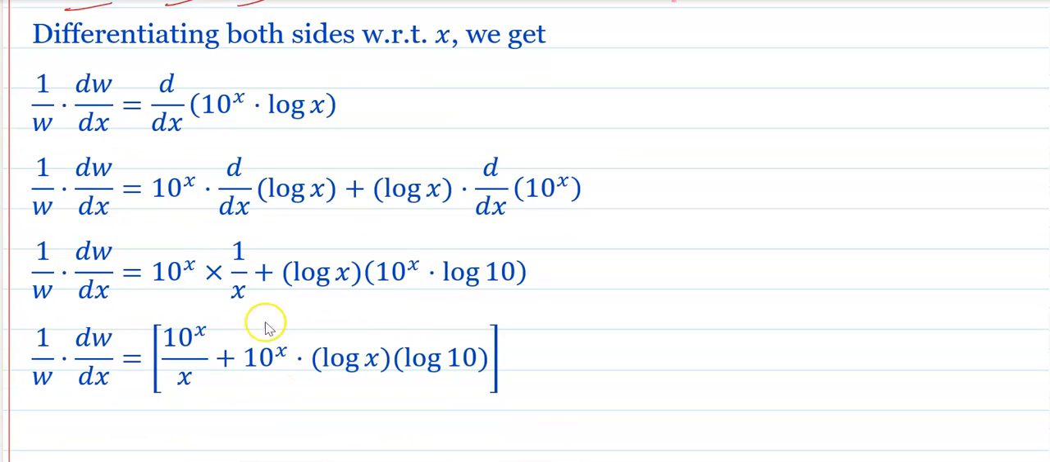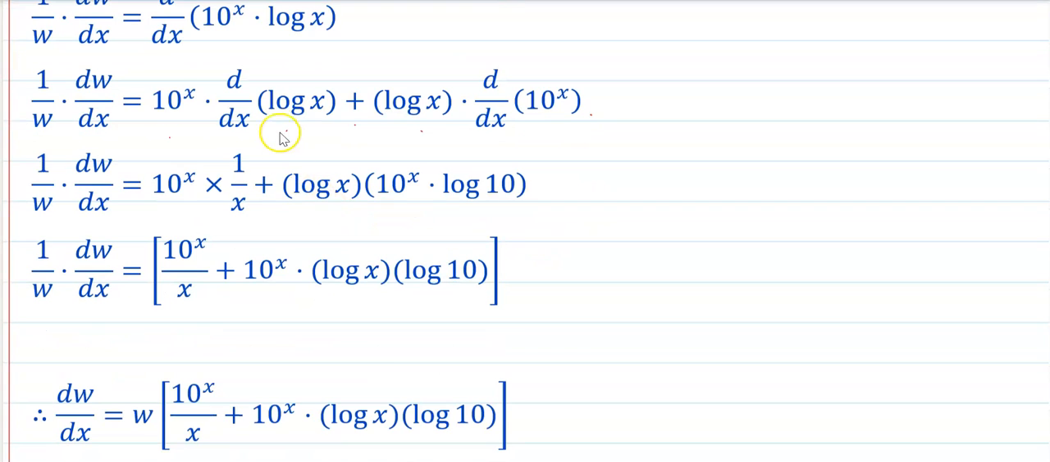Product rule. Keep 10 raised to x as it is. Derivative of log of x, plus log of x into ddx of 10 raised to x. What is the derivative of log of x? Is 1 upon x. Okay. This part ends here. Next, log of x as it is. Derivative of 10 raised to x, like a raised to x, that is 10 raised to x into log of 10. Okay. Now simplification. 10 raised to x into 1 is 10 raised to x upon x, plus here how much will come? 10 raised to x into log of x into log of 10.